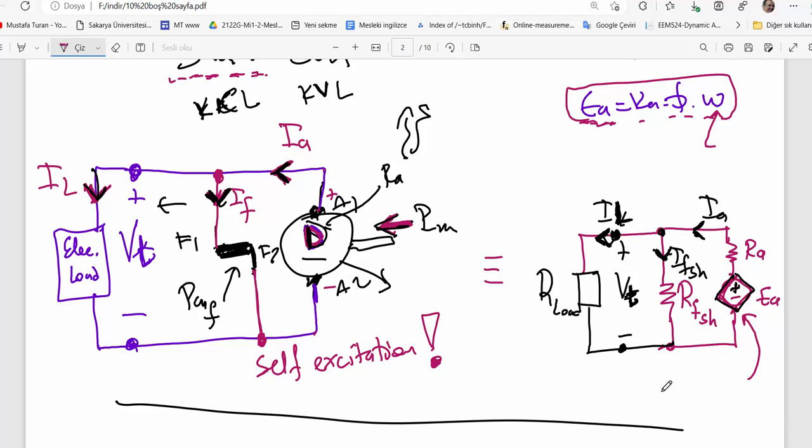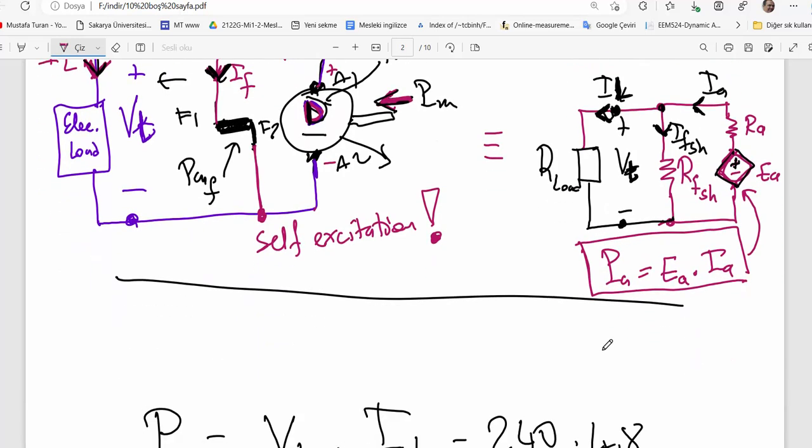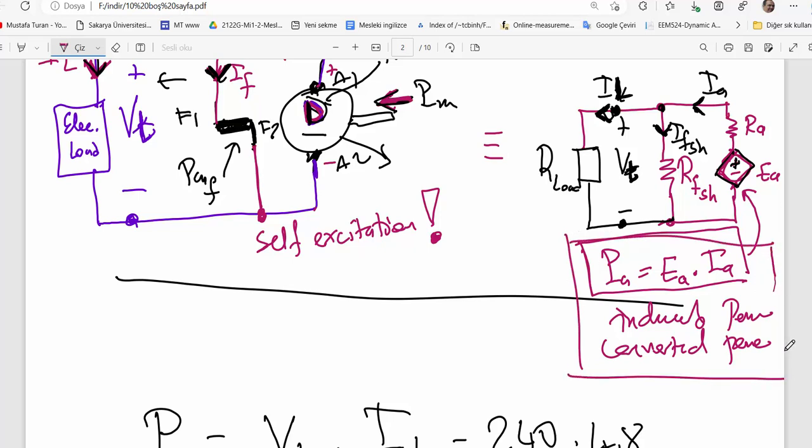So what is the energy or power across this element? Armature EMF times armature current. Let's say armature power. Ladies and gentlemen, that is induced power, or converted power. Always, the power across this element is induced or converted power.